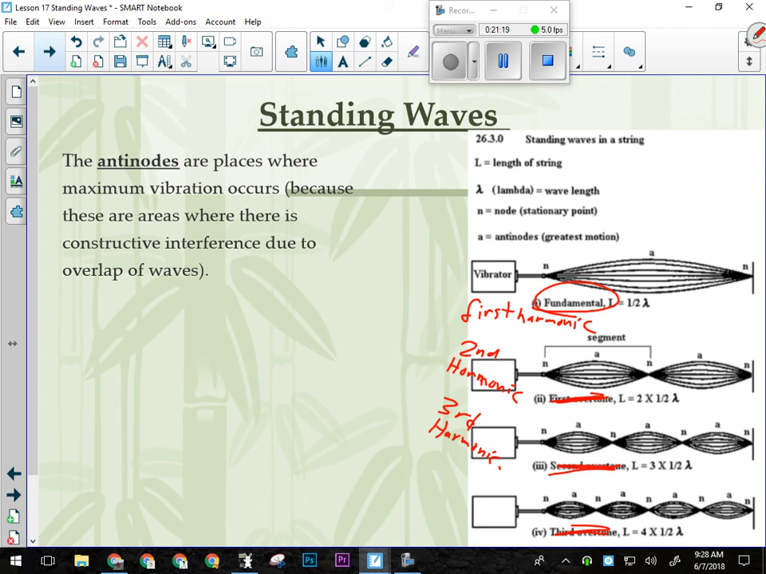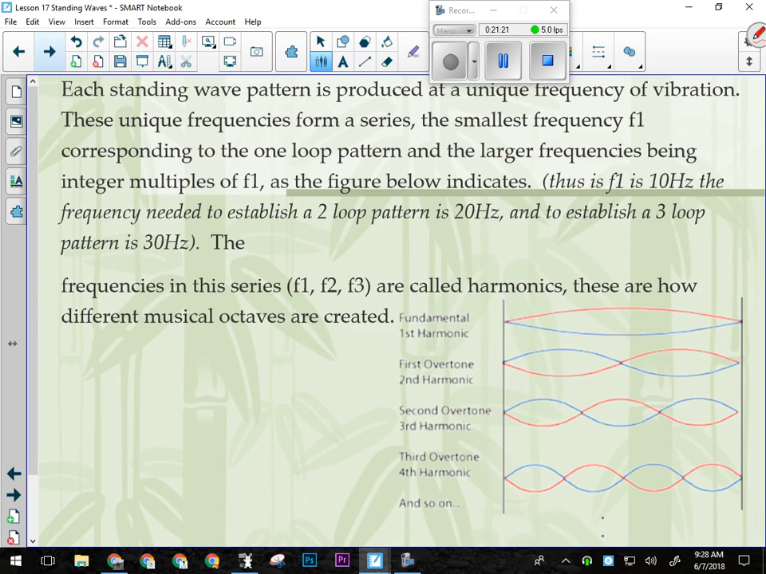Each standing wave pattern that's produced, and you can see that we were able to produce 3 on the spring we were using, happens at a unique frequency. That frequency is determined by the speed of the waves on the medium, so the medium itself, and the wavelength of the waves. Those unique frequencies go in a series, the smallest being F1, and then F2, and then F3, and so on.